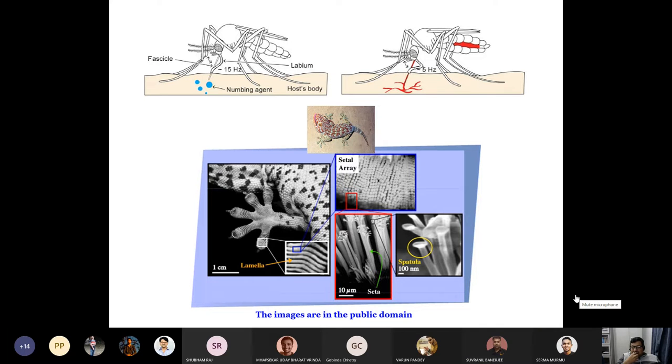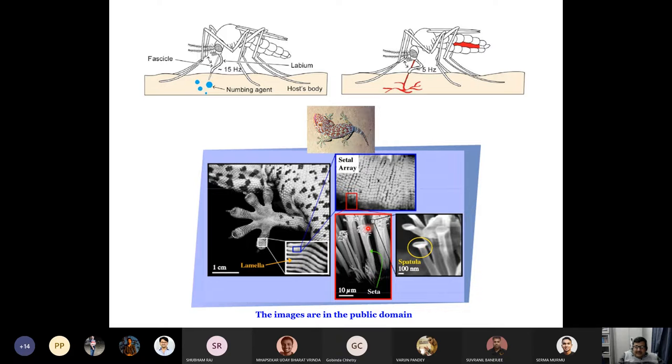No, that is not correct. They are using a very smart technology, which is called pressure sensitive adhesive. If you focus on the pad of a common gecko, this is the 1 centimeter picture. Now, if I start focusing on this, you will find these setal arrays, and this is called the seta. This is 10 microns, under a microscope. On top of that, you have a 100 nanometer fibrillar structure.